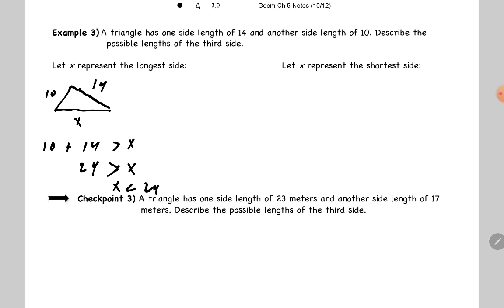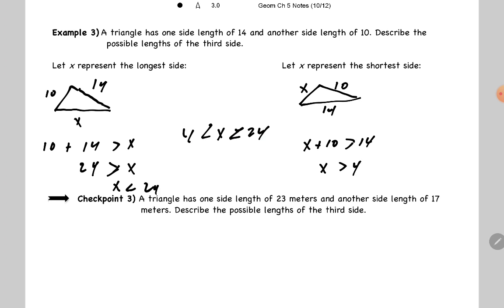Or X could be the shortest side. So it would look something like this. In which case X plus 10 has to be greater than 14, which means X is greater than 4. So my answer is X is in between 4 and 24. It's less than 24, but bigger than 4.